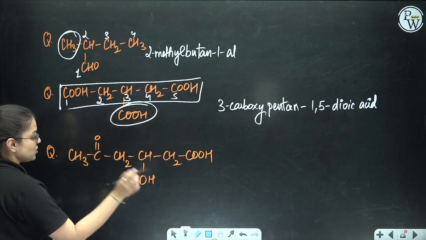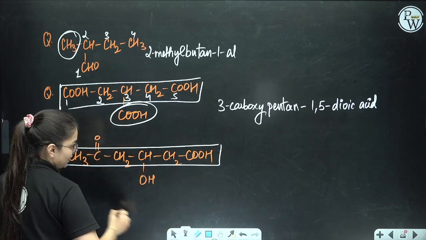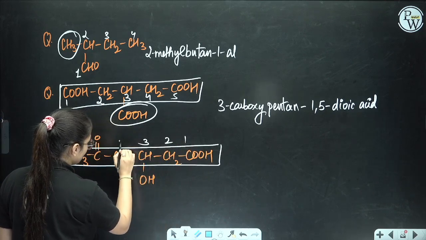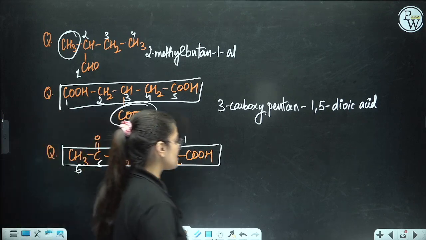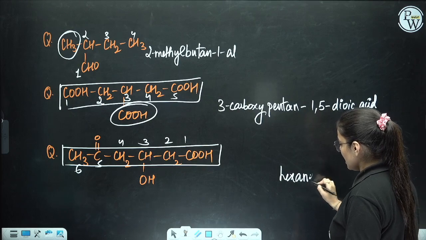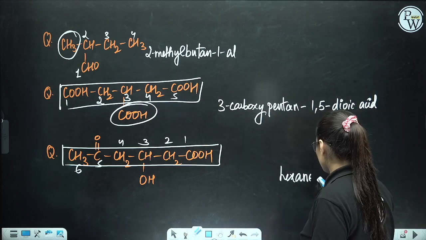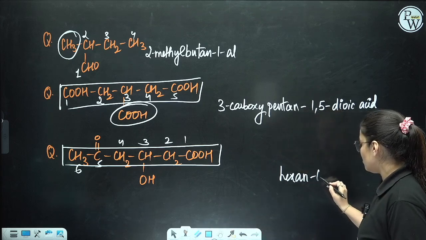Students, this question is again a priority one question. If you will see, it is going to be like this. This is first carbon, second carbon, third, fourth, fifth and sixth. Now for 6 carbon atoms we are going to write hex. There is a single bond between carbons, it's ane. Priority will be given to the senior most, that is carboxylic acid, that is COOH. So it is going to be hexane-1-oic acid.